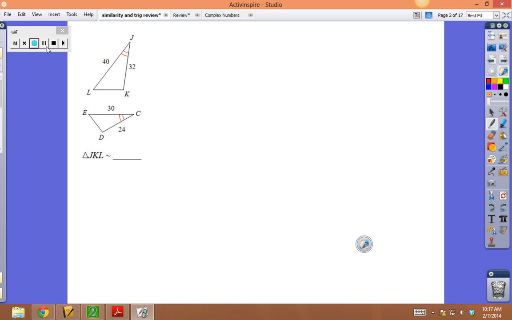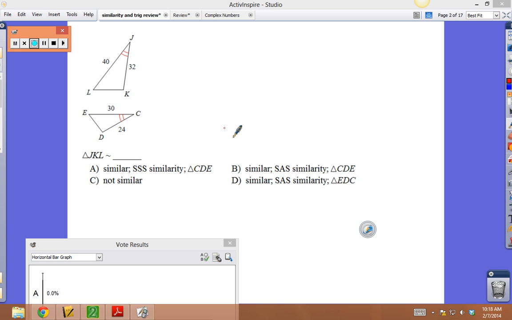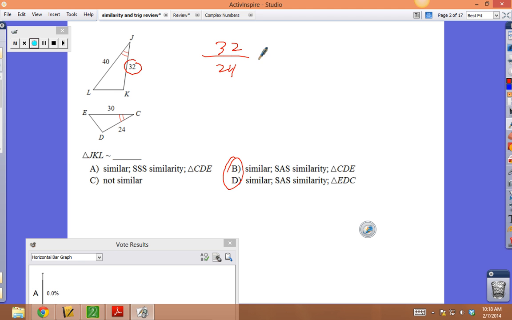Okay, number two. Don't fall for this trick. It's going to be B or D. You've got to set up a fraction. If you choose 32, 32 is the smallest. So I got to compare 32 with 24. And then that means I got to compare 40 with 30.